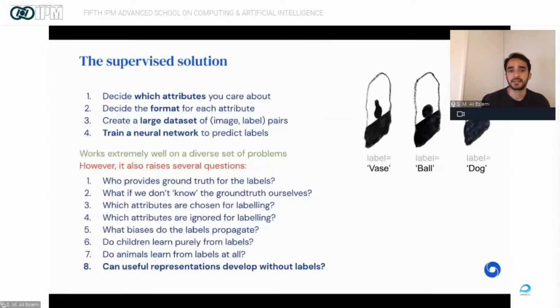However, there's a bunch of questions that are perhaps useful to think about, which encourage us to consider alternatives to this approach. So first of all, who provides the ground truth for these labels? A human being creates this label for a vase, ball, and dog. What if they make mistakes? What if it's expensive to gather their labels? What if no one knows the ground truth?